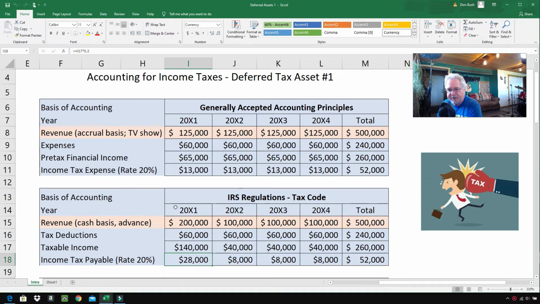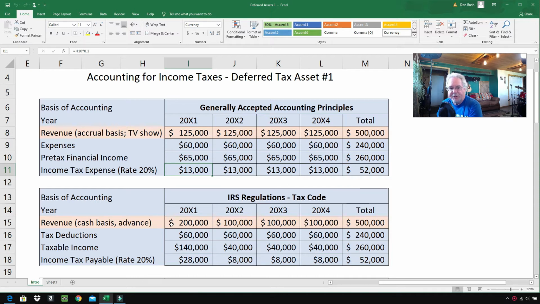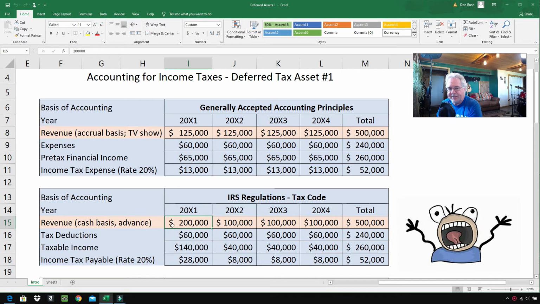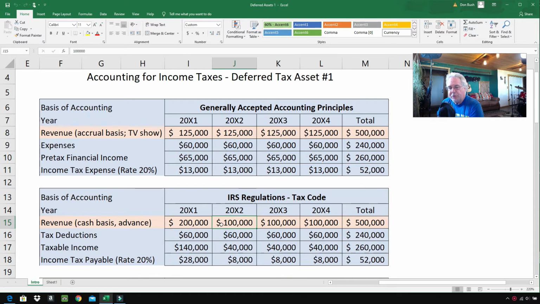Now that's much different than the tax expense according to GAAP, because with GAAP we are recognizing revenue evenly over the 4 years. With the IRS regulations, we're not recognizing income evenly. We're recognizing income when we get the money. Now in later years, like in year 2, the revenue will be a cash payment of $100,000. So the IRS says, oh, you're getting paid cash? Well, let's pay some taxes. And the tax for year 2 will be $8,000. But according to GAAP, the income tax expense will be $13,000, and again, that's because they're dividing up the revenue evenly, and so on and so forth for the following years.